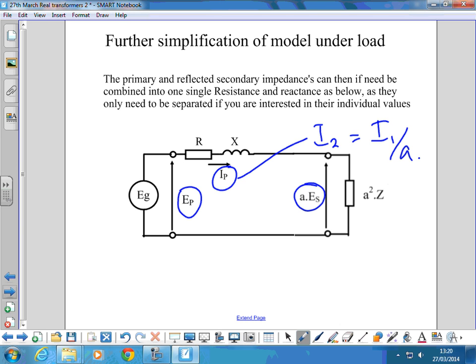Multiplying by A, sorry. Divide by A to bring it across. That's I1 times A.